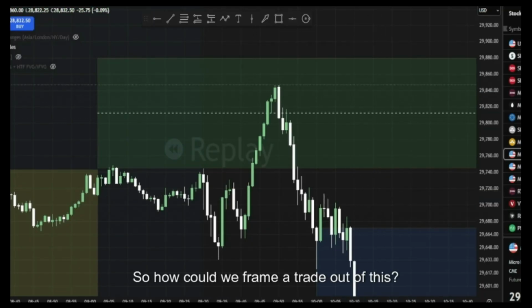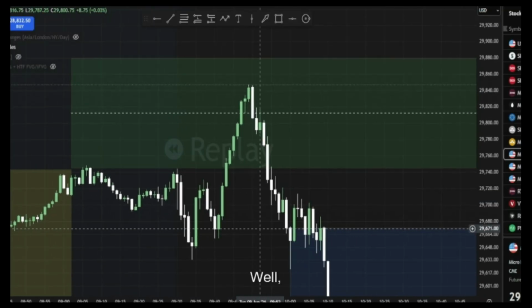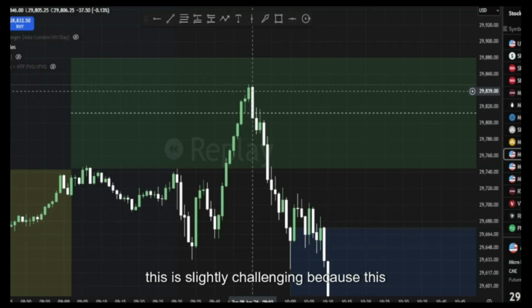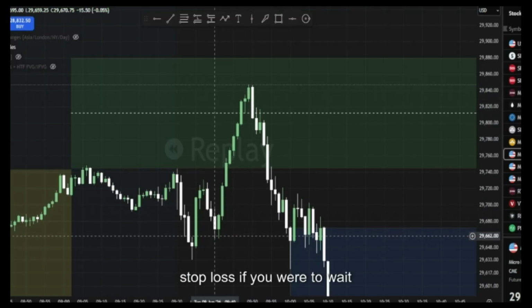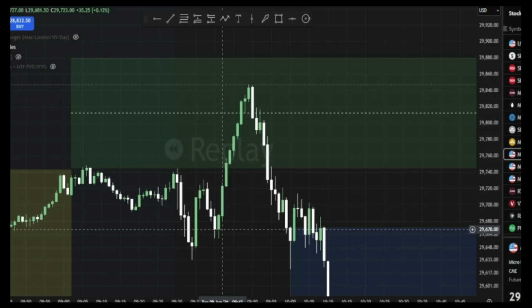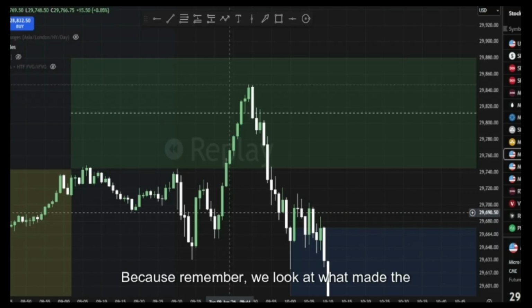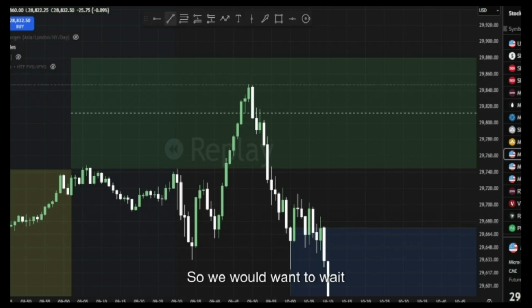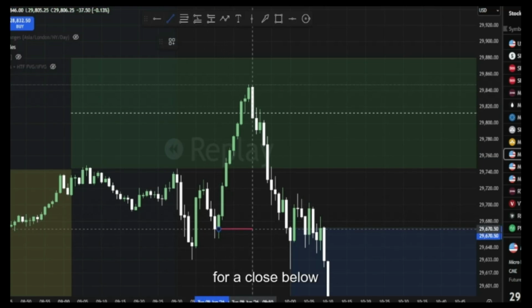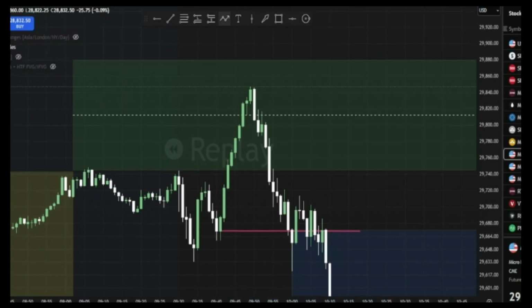So how could we frame a trade out of this? Well, this is slightly challenging because this is a large range up, and this would effectively have to be your stop loss if you were to wait until a close below. Because remember, we look at what made the manipulation leg right here. So we would want to wait for a close below this level. Now, this is a large stop loss.